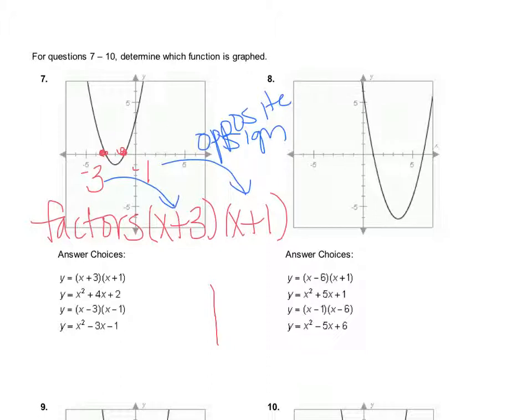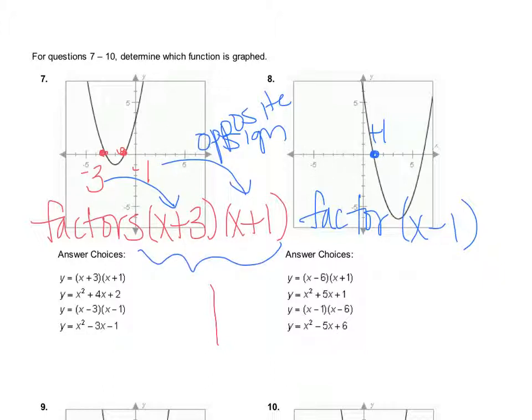So at least part of it. So our root, this one here, is at positive 1. So if my root is positive 1, then my factor is going to be x minus 1. Now, it would be in your best interest to go ahead and multiply x plus 3 times x plus 1. You can just do the box method.